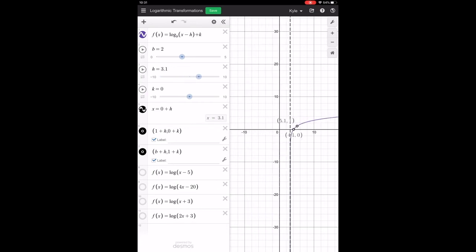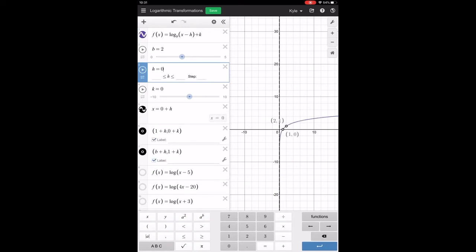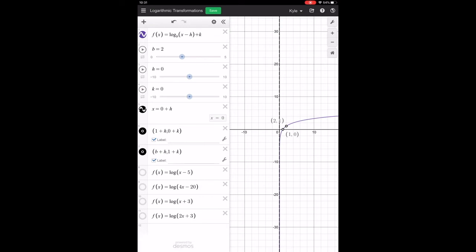All right, let's set it back to 0. So we have just our standard parent function. Now let's look at k. What happens when we manipulate k? Well, whenever I add values to the function, I'm sliding the function upwards. And whenever I subtract values from the function, I'm sliding it downwards. You can see that when k is positive, you're increasing, and when it's negative, you're decreasing. You're sliding the graph down.